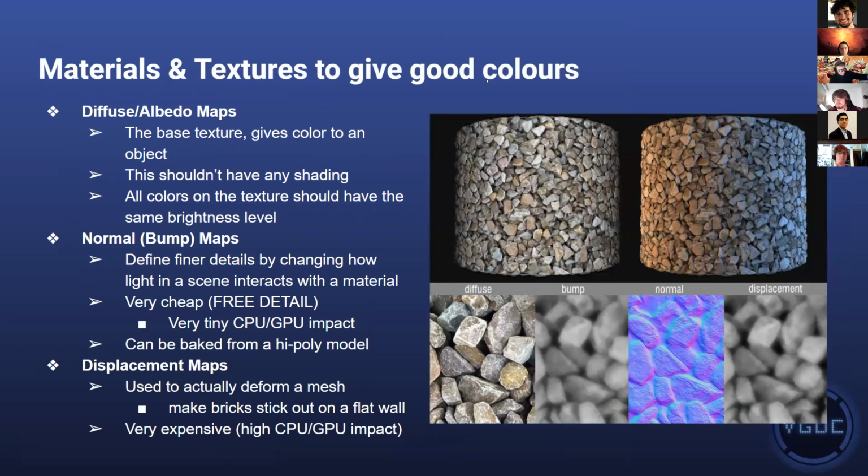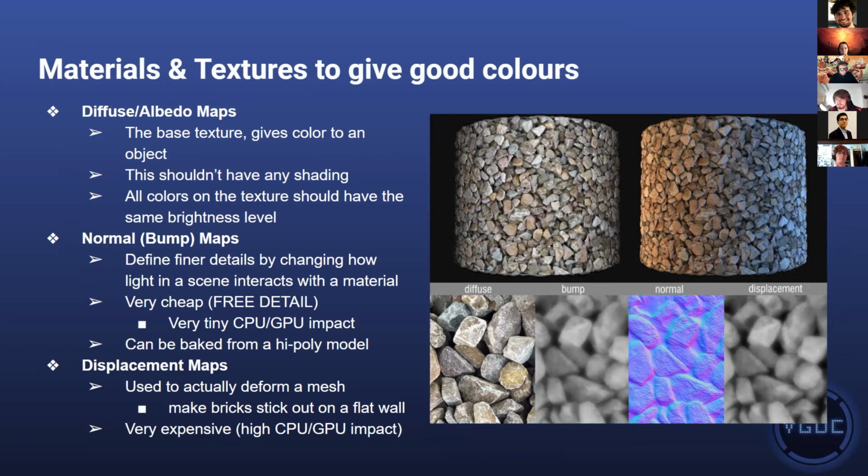All right, so materials and textures to give good colors. Well, first and foremost, you got your diffuse and albedo maps, and this is the texture. When you talk about a material, you're talking about all of these things combined, but technically speaking, all of these are images, and they're all individually just called textures. The texture is the image, the material is everything together.